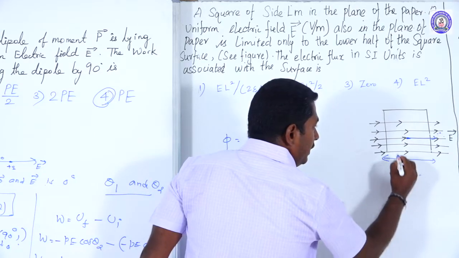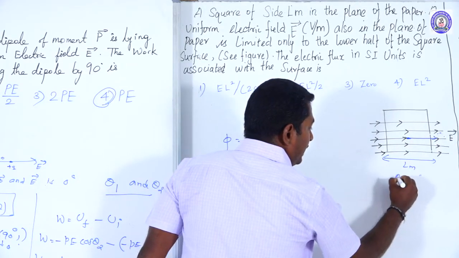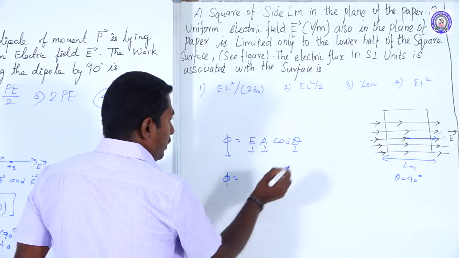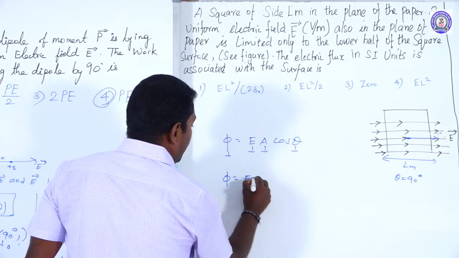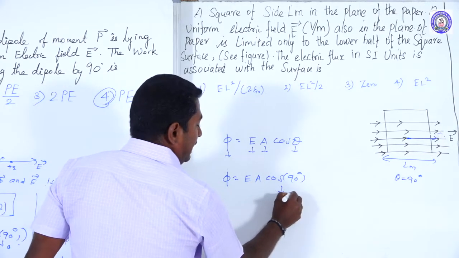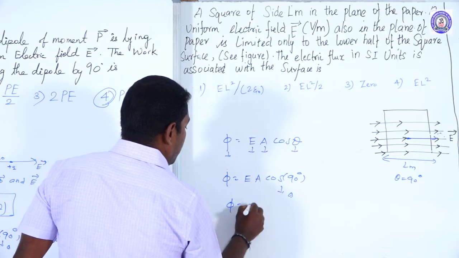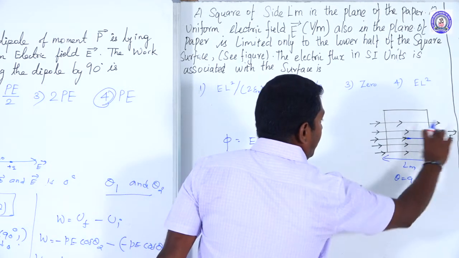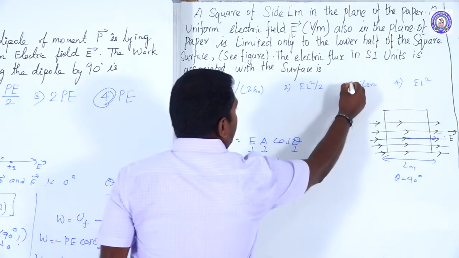Then the angle between the normal to the surface and the direction of the electric field, theta, is equal to 90 degrees. Here, substitute: flux through the square surface, phi, is equal to E A cos 90 degrees. Cos 90 value is 0, then phi is equal to 0. Now the flux through the lower half of the square surface is 0, third choice.